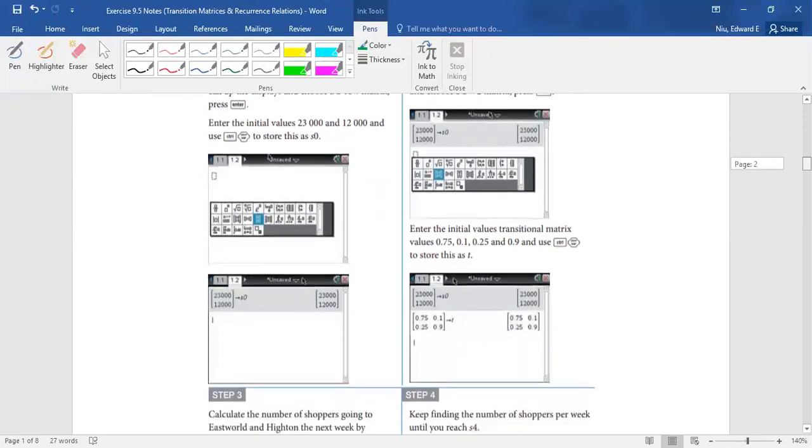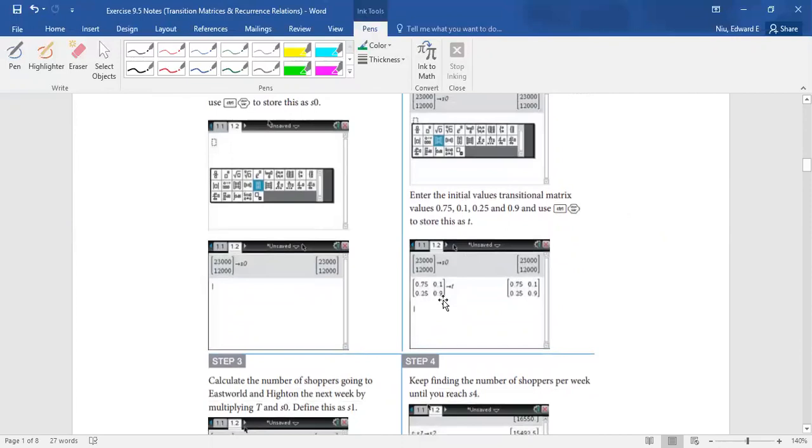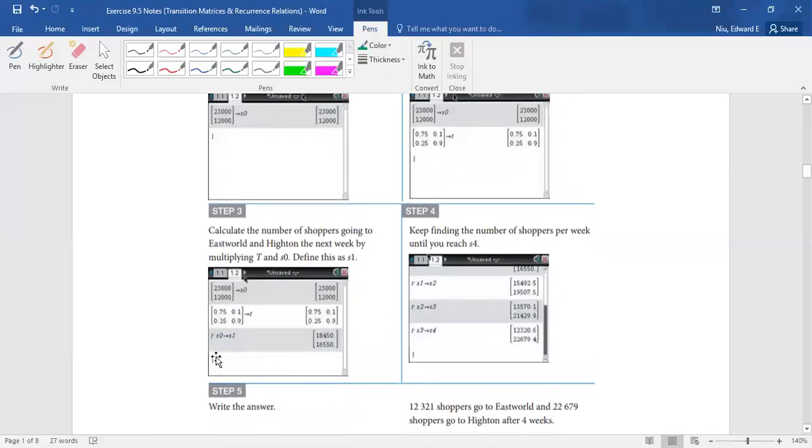After that, you have to create your transition matrix T, and store it like so. And once you've got it stored, you can input the next line where you go T times the S0, and you call that S1. And then you can do that over and over again to get your S2, S3, S4. All right.